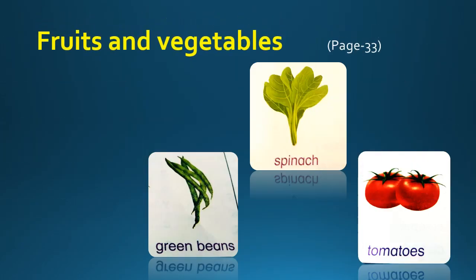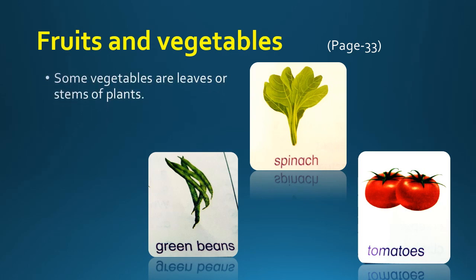Dear students, we are discussing fruits and vegetables. We know that plants, they make their food and they store their extra food in their different parts, like in leaves, in roots, in stems, or in fruits. Some vegetables are leaves or stems of plants. कि कुछ सब्जियां वो प्लांट्स के या वो leaves होते हैं या वो stems होते हैं.